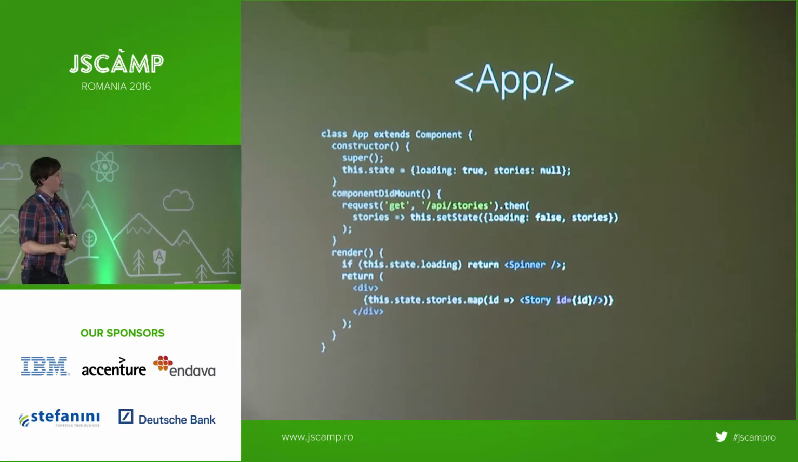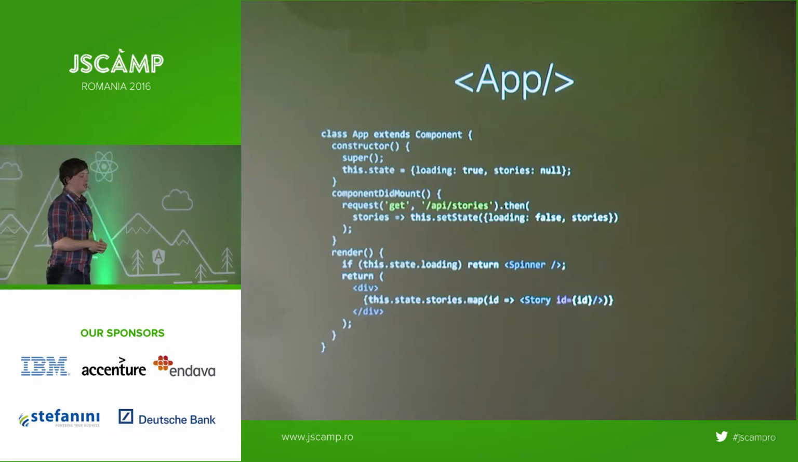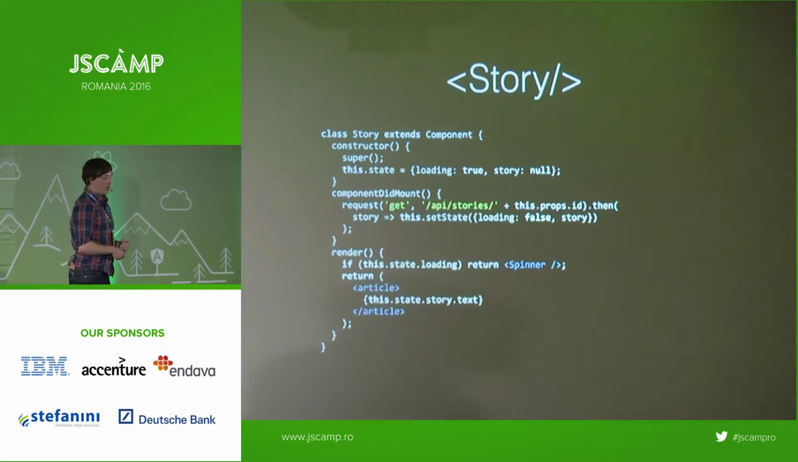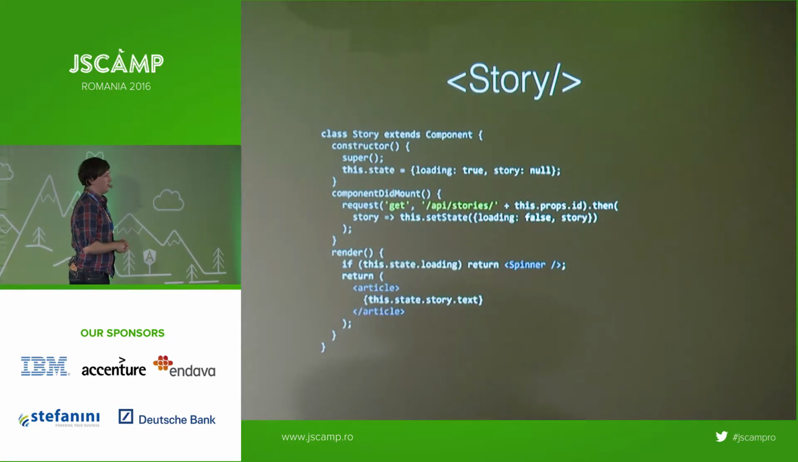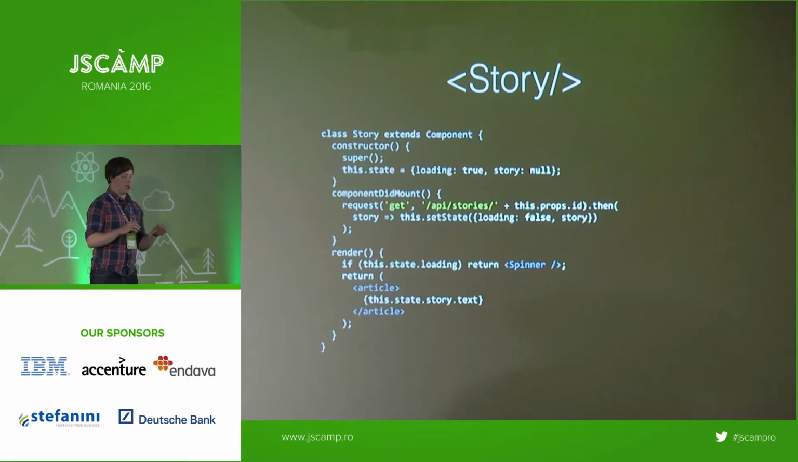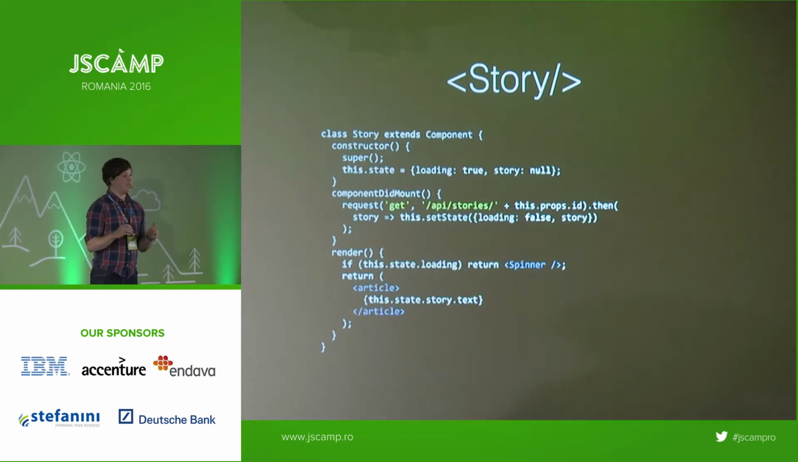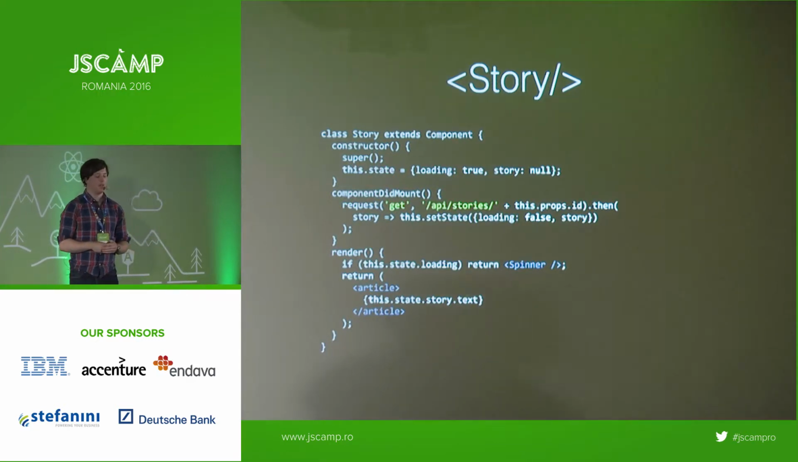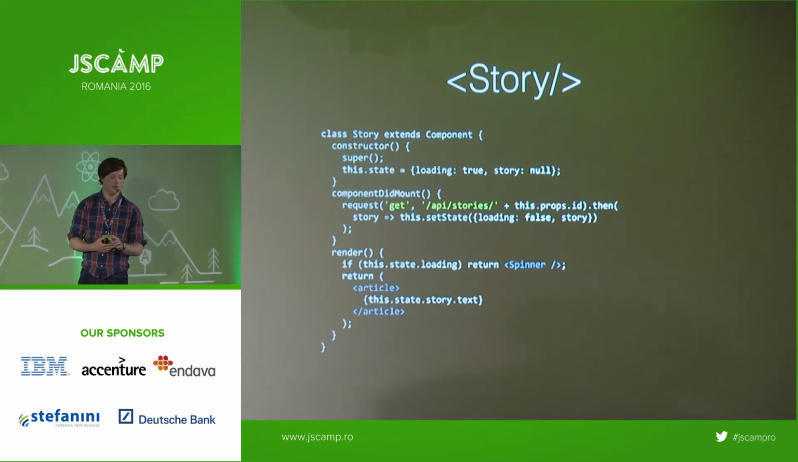It's then up to the story component to render the actual story itself. Our story component looks very similar to our app component, bearing in mind that I'm ignoring the details of rendering a kind of nice, pretty UI here. So again, in the state, we store the loading property, whether it's loading, and we store the actual data that we're going to eventually load.